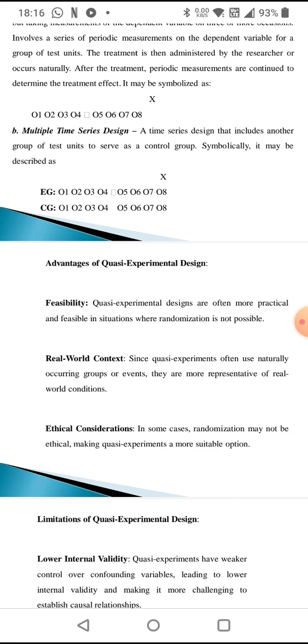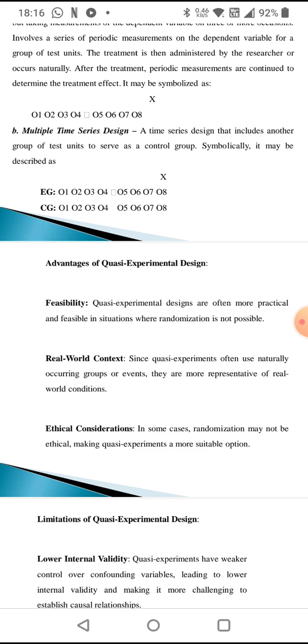Feasibility, real-world context, ethical considerations. Quasi-experimental designs are often more practical and feasible in situations where randomization is not possible. Real-world context: since quasi-experiments often use naturally occurring groups or events, they are more representative of real-world conditions. And randomization may not be ethical, making it a more suitable one.